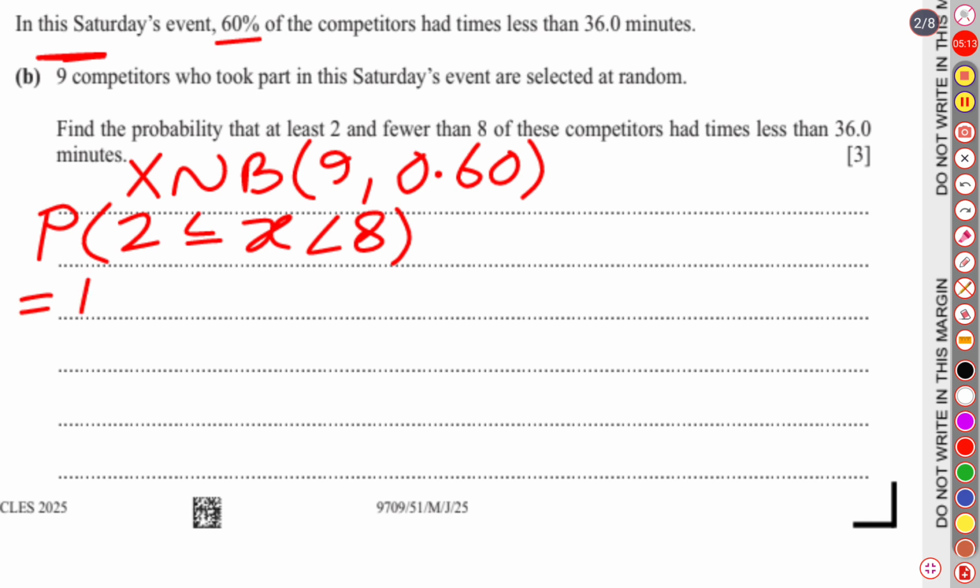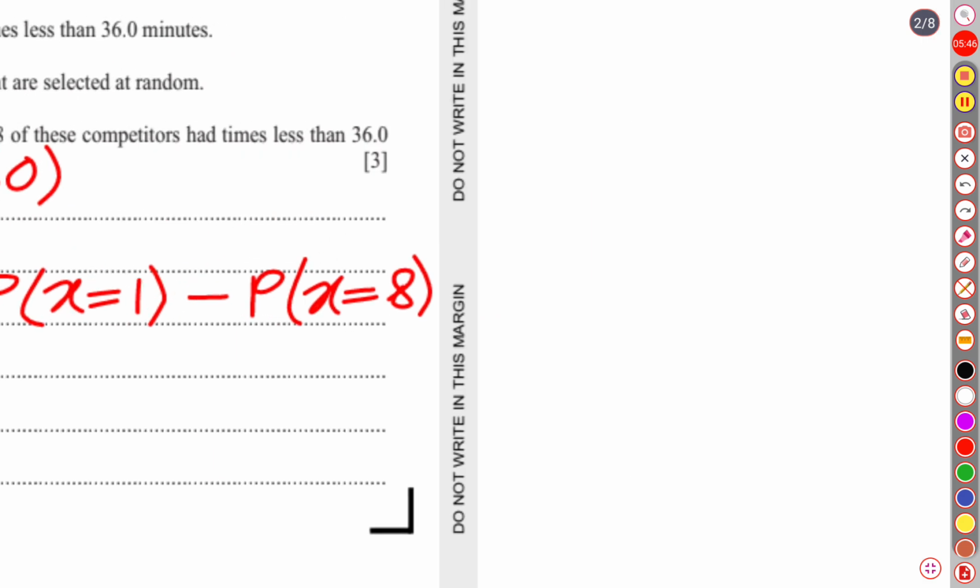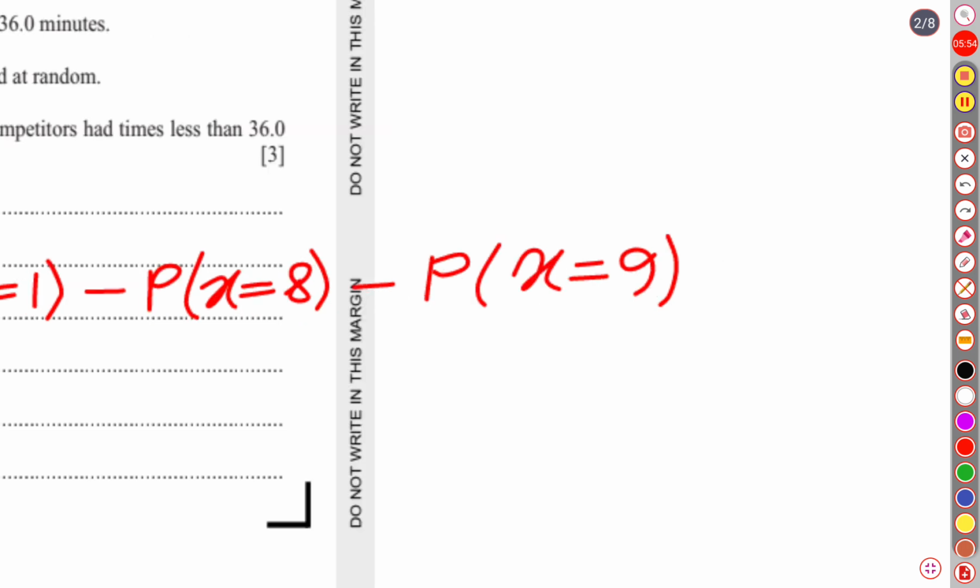Whole probability means 1. From 1 we will subtract when x equals 0. That means there is no competitor. Then we will subtract when x equals 1. There is only one competitor. After that we will subtract the probability of 8 people. Then we will subtract the probability of 9 people, 9 competitors. I think you got my points.